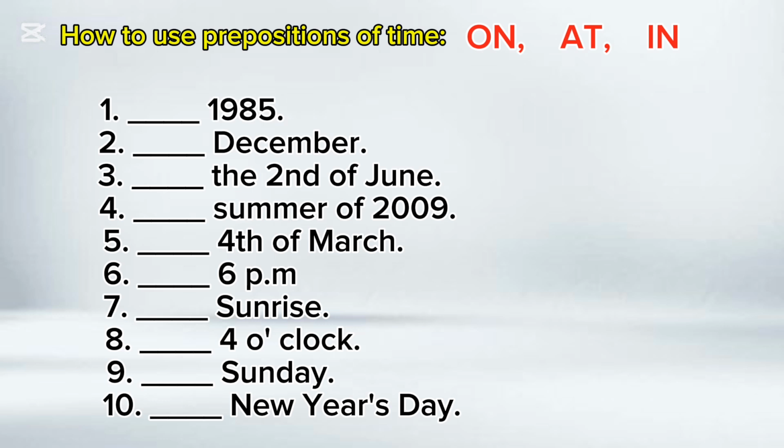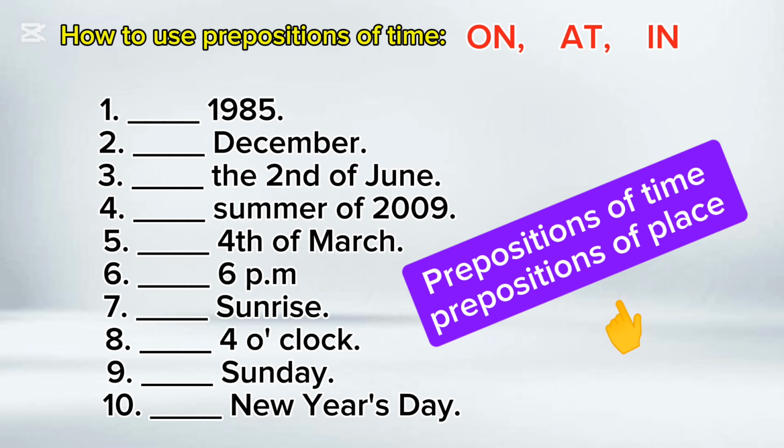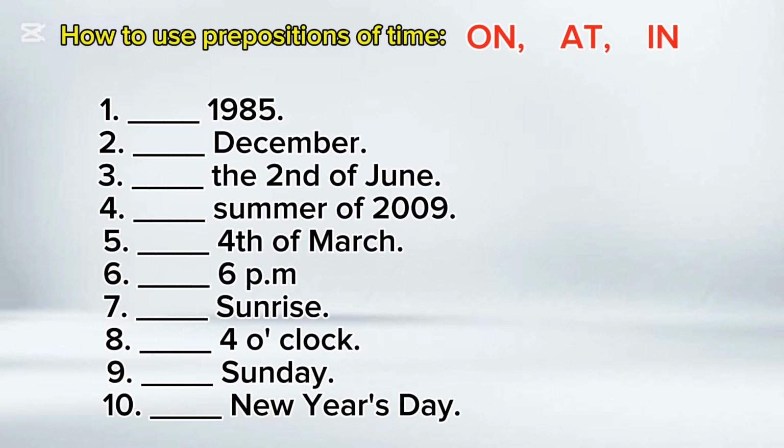This time in our lesson, we are going to talk about how to correctly use prepositions of time: on, at, in. There are two kinds of prepositions: prepositions of time and prepositions of place. But in this video, we are discussing prepositions of time.